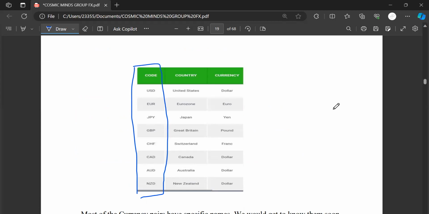They have symbols. The US dollar is USD. The Eurozone is the Euro, EUR. The Japanese yen is the JPY. The British pound is the GBP. We have the Swiss franc, the CHF. We have the Canadian dollar, the CAD, and then the AUD, that's the Australian dollar. And we have the NZD, that's the New Zealand dollar. So these are the major currencies.